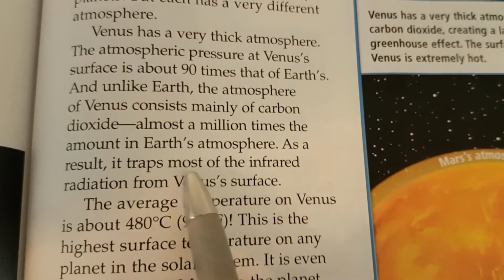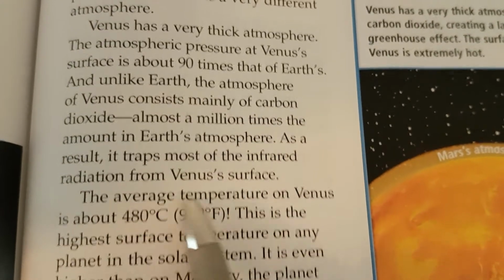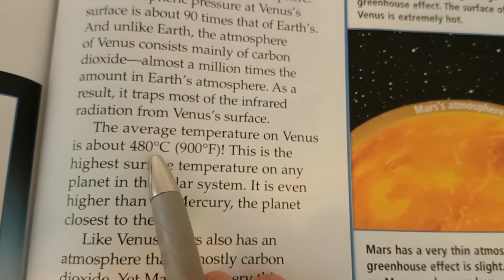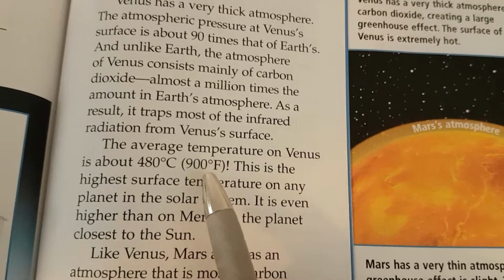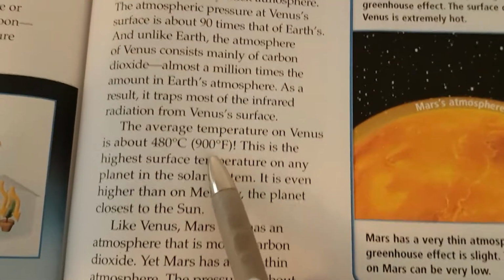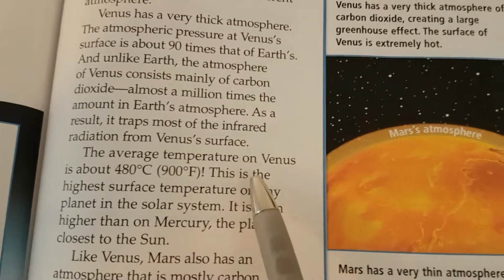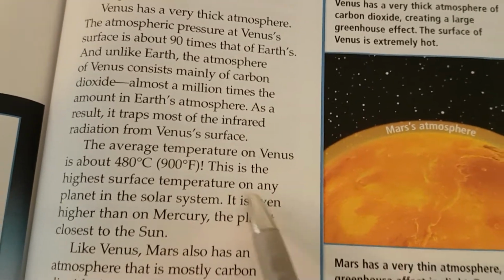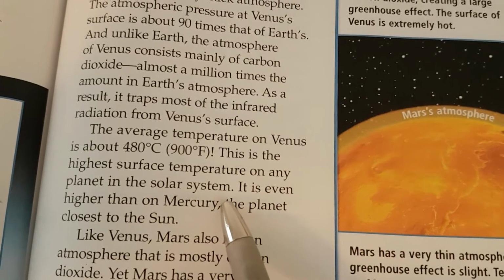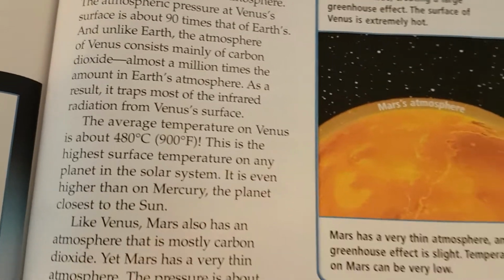As a result, it traps most of the infrared radiation from Venus's surface. The average temperature on Venus is about 480 degrees Celsius, 900 degrees Fahrenheit. So remember we talked about how hot the moon was and we're already boiling water? 900 degrees for Venus. That could melt many types of metal. This is the highest surface temperature on any planet in the solar system. It is even higher than on Mercury, the planet closest to the Sun.